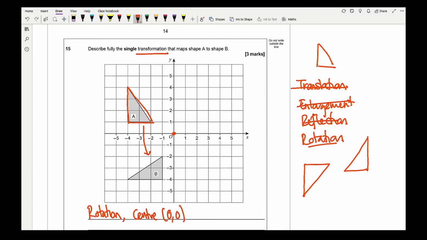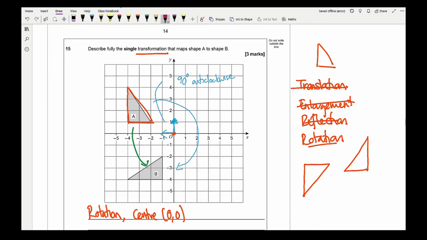Now with rotation, we need to go in a direction. I could either go this way, or I could go this way. If I imagine that this here is my starting point and this is where B needs to be, then I could call that a 90-degree anti-clockwise, if I can spell it, which I clearly cannot. There we go.